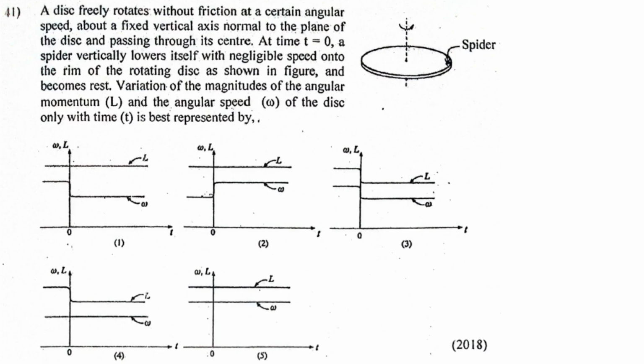Question number 41. A disk freely rotates without friction at a certain angular speed about a fixed vertical axis normal to the plane of this disk and passing through its center. At time t equals 0, a spider vertically lowers itself with negligible speed onto the rim of the rotating disk as shown in the figure and comes to rest.